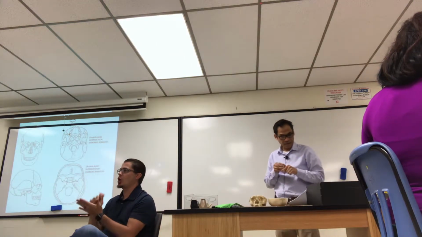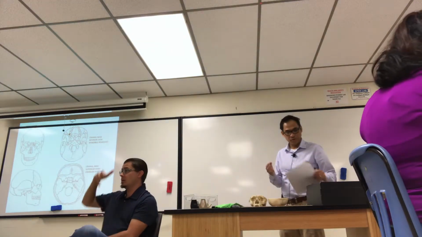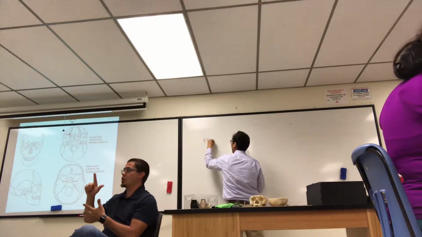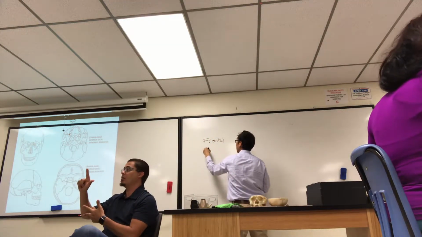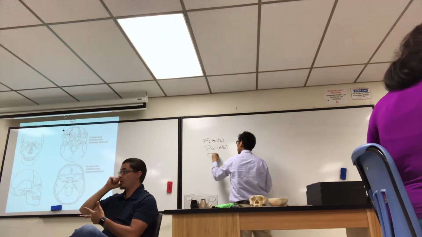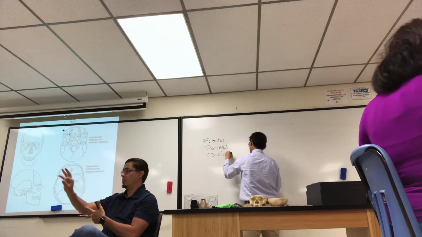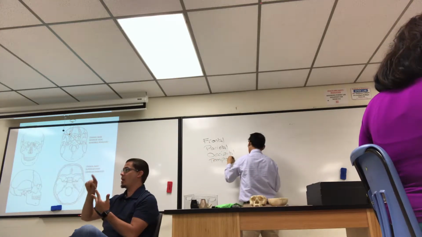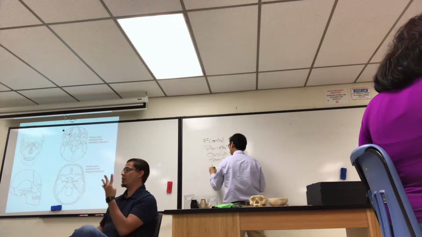So on the first page of the study guide, we got the cranial bones. I guess I'll just write them again. Frontal, parietal. Occipital. Temporal. Sphenoid, ethmoid.